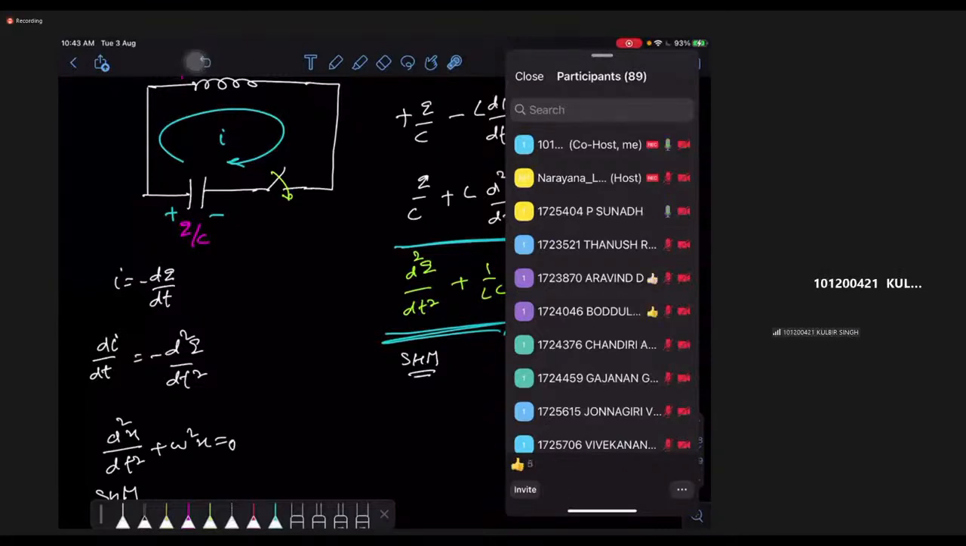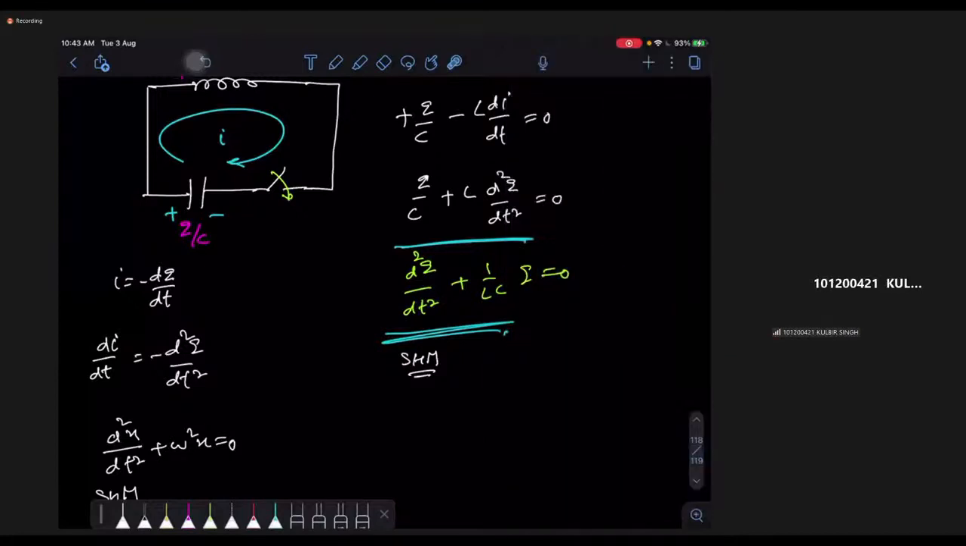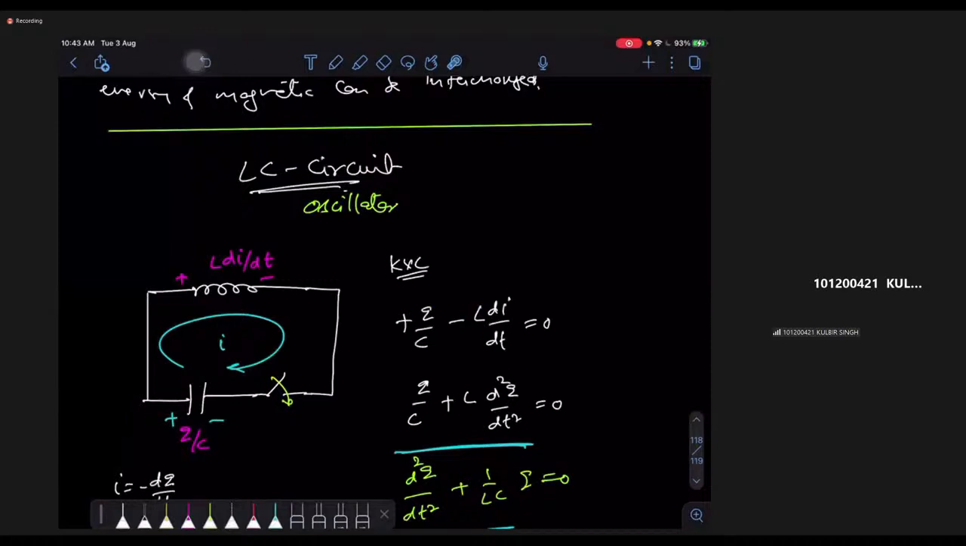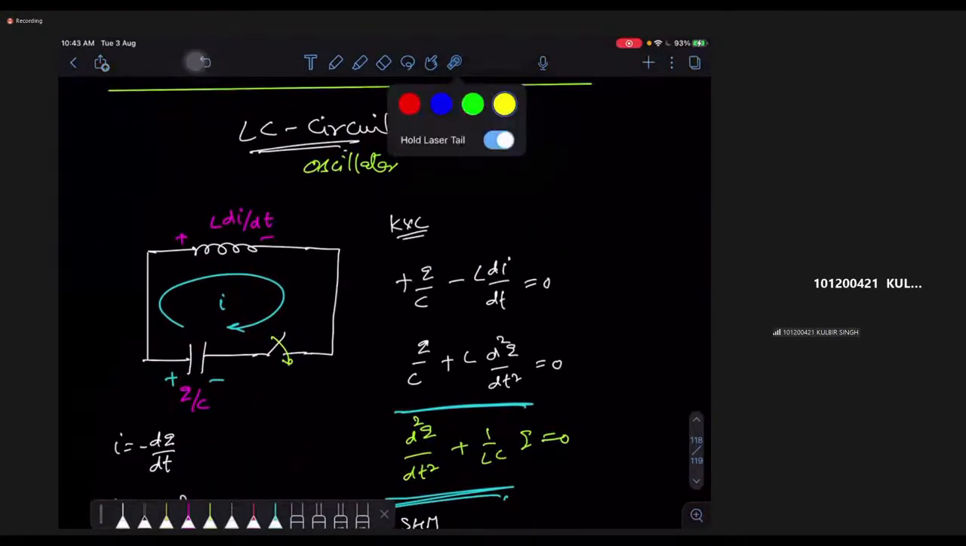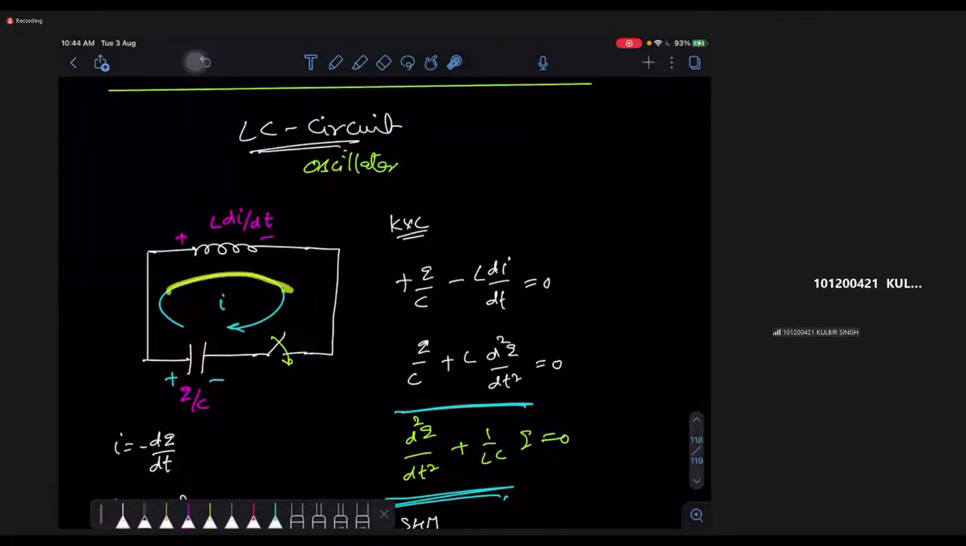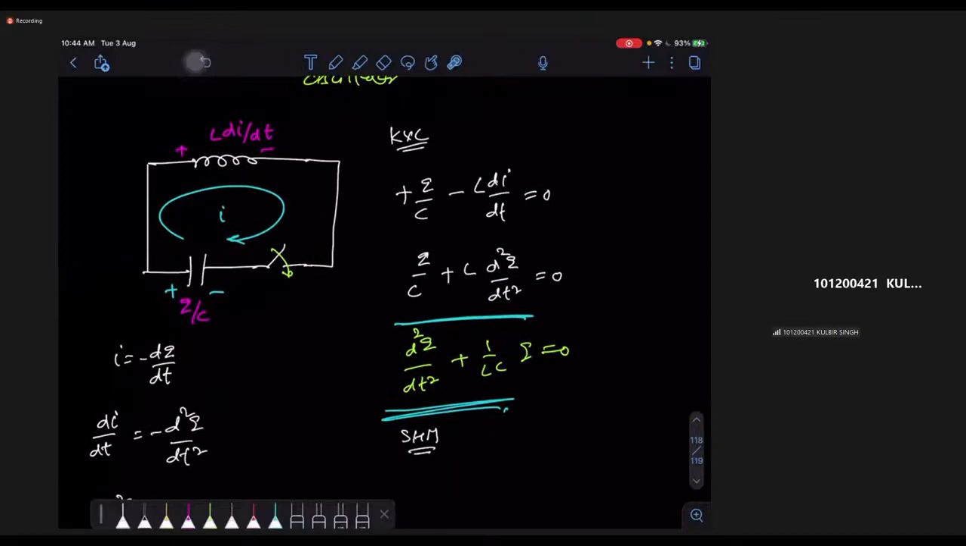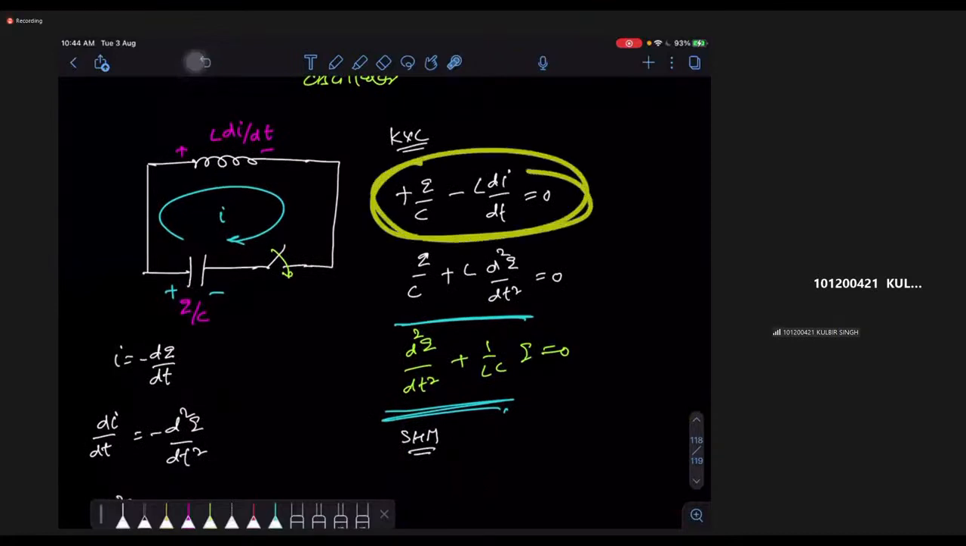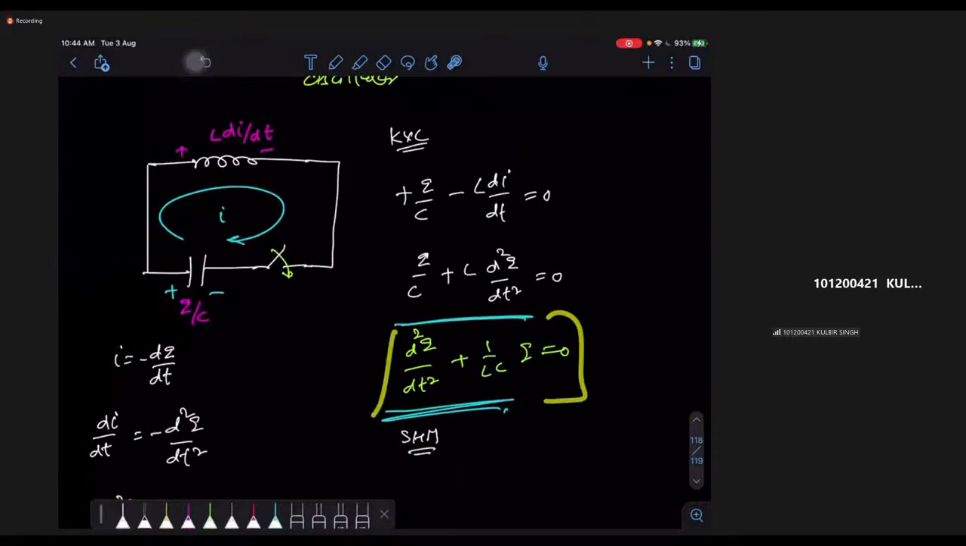Okay, see here. Before we analyze the LC circuit, one thing you can see is its equation. The equation is quite strange, quite different from the normal circuit equations we have discussed. To write the equations, I have written the Kirchhoff law here. At any instant, the current is I and the charge is Q. That's my differential equation, my Kirchhoff equation, and this Kirchhoff equation turns into my SHM equation.